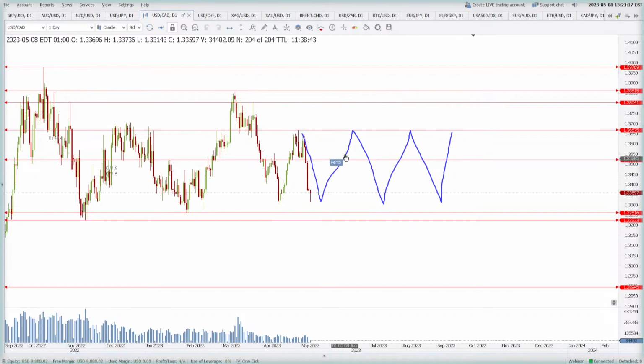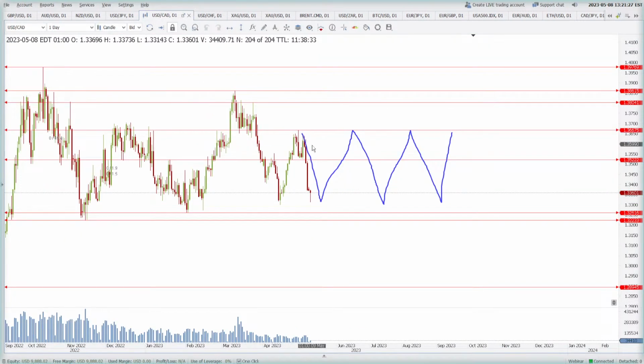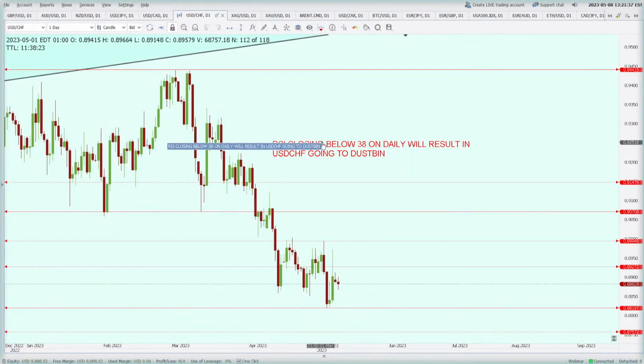Now when it goes up, the Brent would have come down till here. It will again become attractive for buyers. Buyers will push the price up, and again the US dollar against the Canadian dollar will go down. So this is going to happen for some time, until and unless we see some robust move in the market. I hope I'm clear on this.